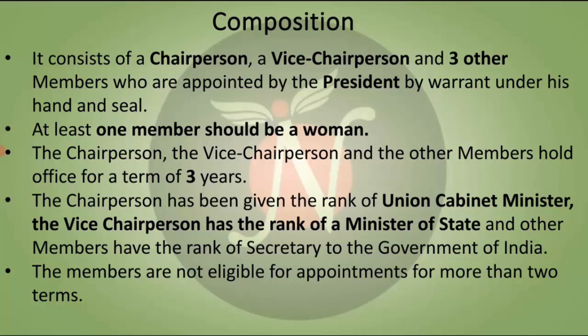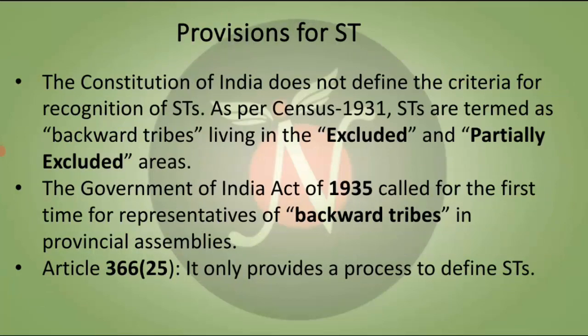What is the composition of this NCST? It consists of a chairperson, a vice chairperson and 3 other members. So in total there are 5 members who are appointed by the President by warrant under his hand and seal. At least 1 member should be a woman. This is the condition. The chairperson, vice chairperson and the other members hold office for a term of 3 years. The chairperson has been given the rank of Union Cabinet Minister and the vice chairperson has the rank of Minister of State, and other members have the rank of Secretary to the Government of India. The members are not eligible for appointment for more than 2 terms. So this is the condition.